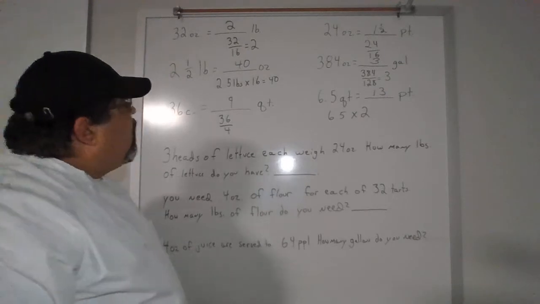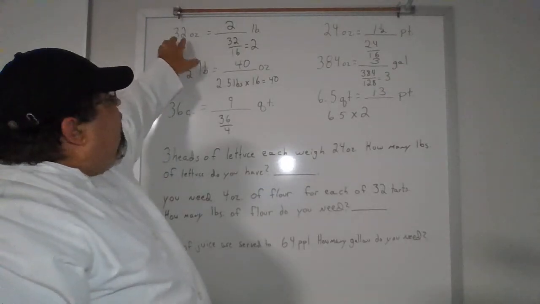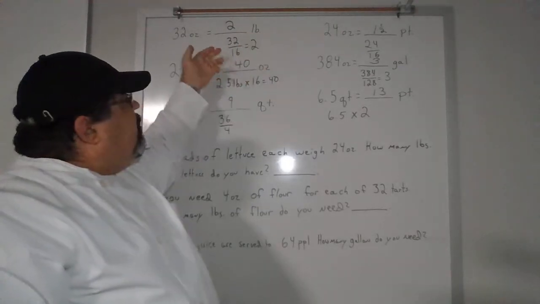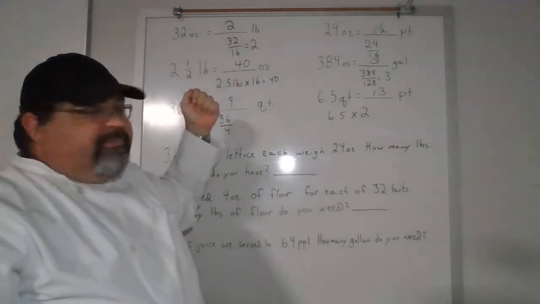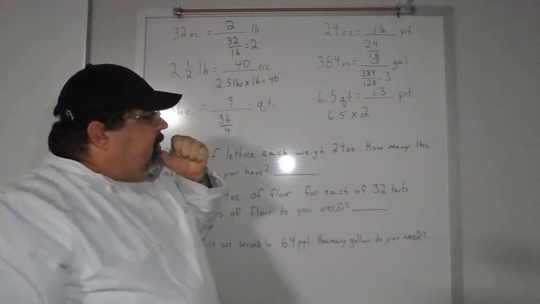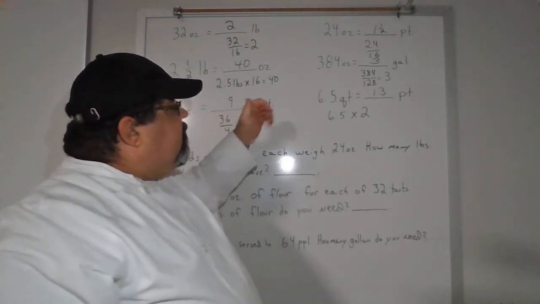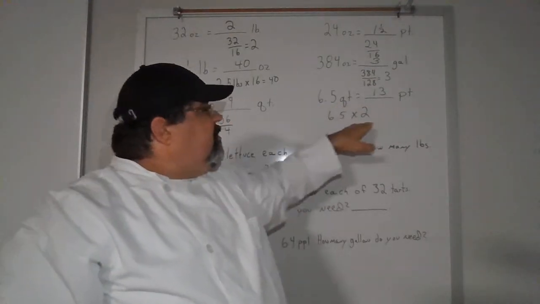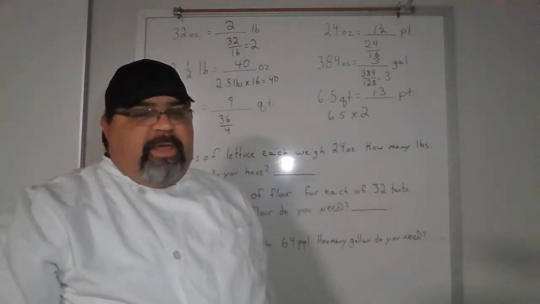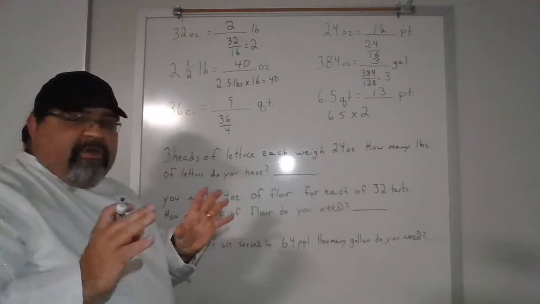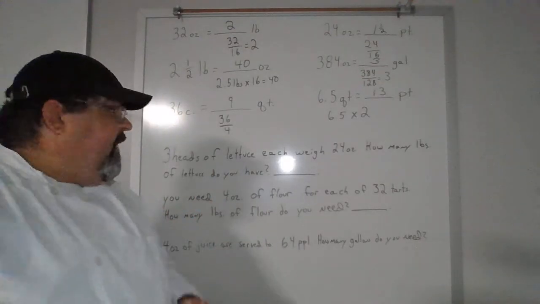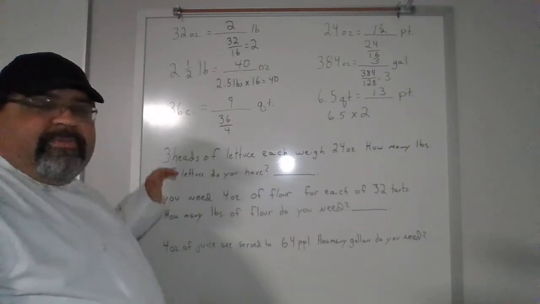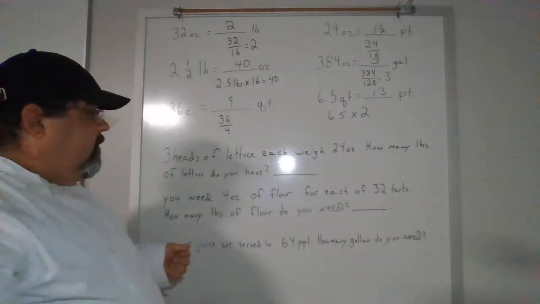So when you're going from a small unit of measure to a larger unit of measure, you divide by the conversion factor. When you're going from a larger unit of measure to a smaller unit of measure, you multiply. There's your relationship, but it's always by the conversion factor. So here are some similar problems, but they are in word problem form.